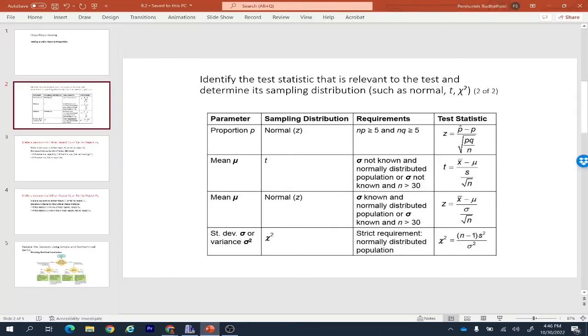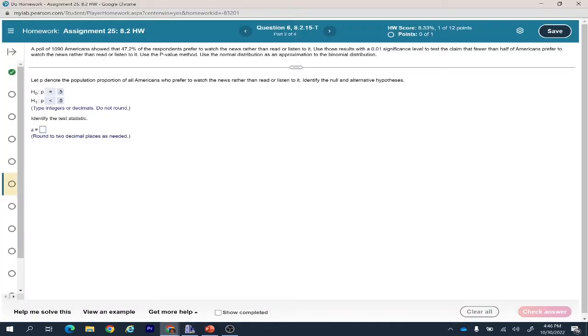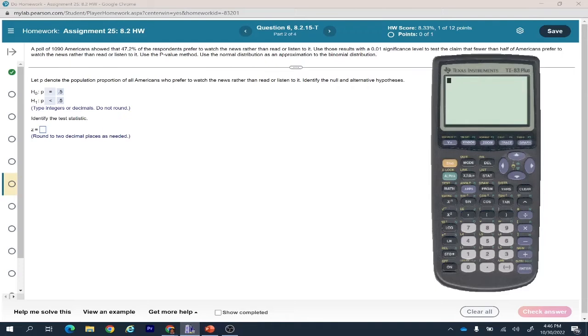For this we need to use this formula, as you can see here. If you use that formula, our sample proportion is 47.2%. I'm going to use a calculator here. The sample proportion 47.2% minus the population proportion 0.5, calculate it and divide it by the square root of the population proportion 0.5 times 1 minus the population proportion, which would again be 0.5, divided by the sample size, which is 1090. You see that?